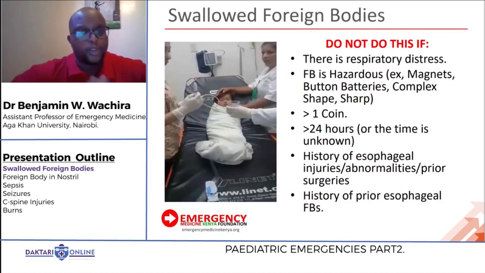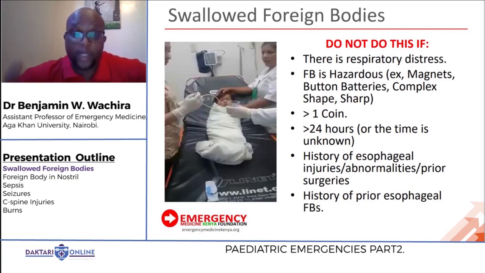But do not do this. Number one, of course, you must have understood the procedure. Potentially, you should be able to have some senior consults as you do this. Do not do this if your child is in respiratory distress. Do not do this if it's something hazardous, as I mentioned: magnets, button batteries, complex shapes, and sharp objects.